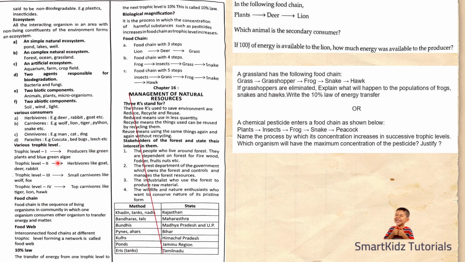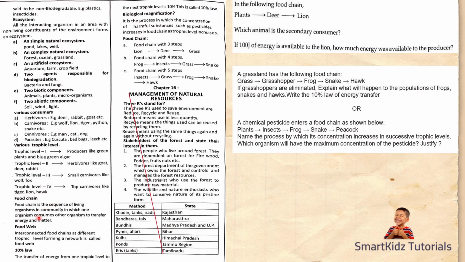Various trophic levels. Trophic level 1 producers like green plants, blue green algae. Trophic level 2 herbivores like goat, deer, rabbit. Trophic level 3 small carnivores like wolf, fox. Trophic level 4 top carnivores like tiger, lion, hawk.